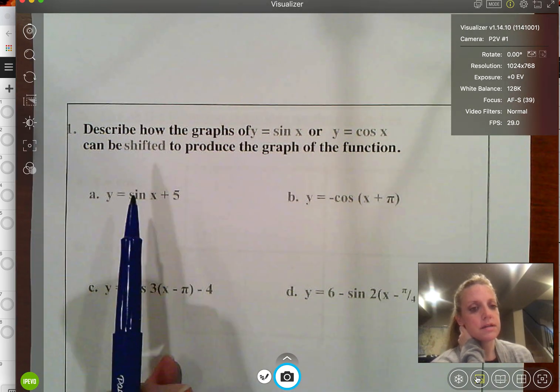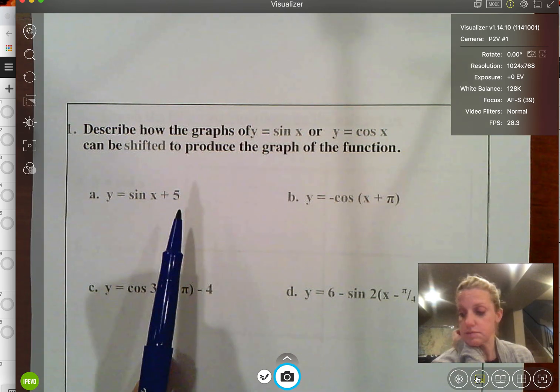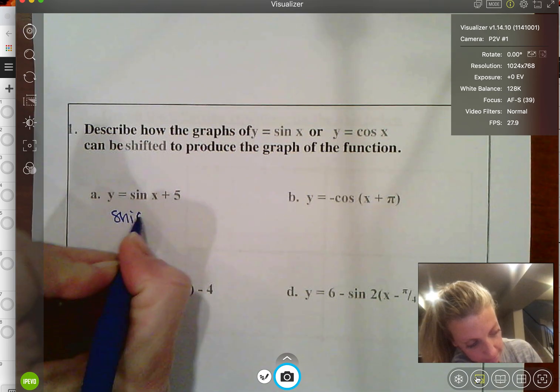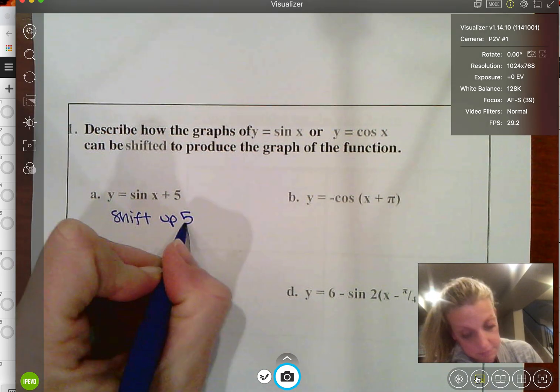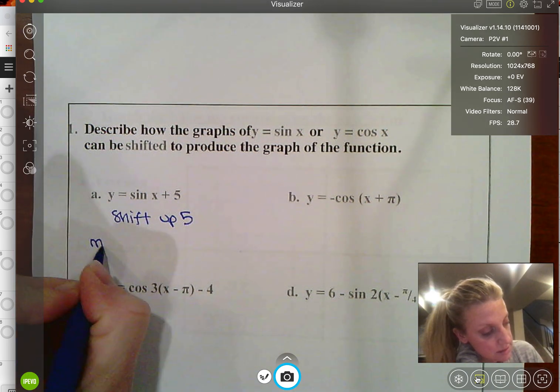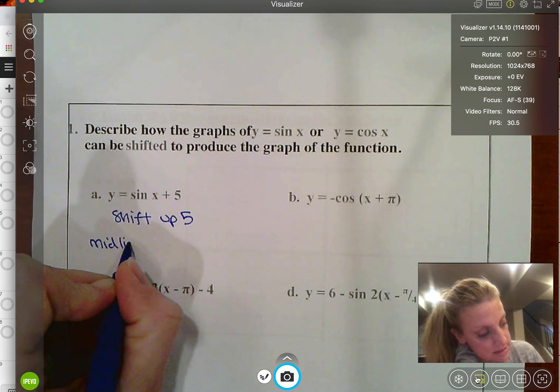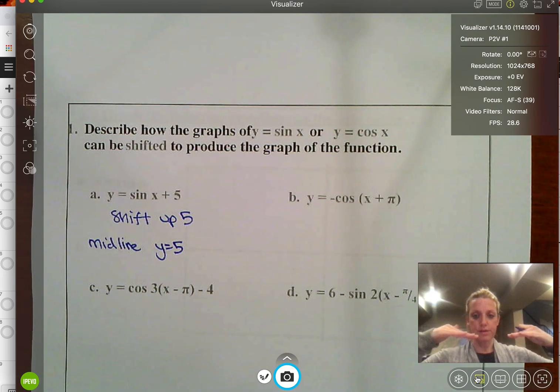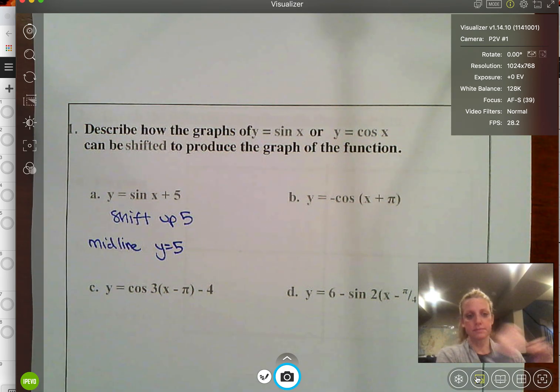It should just be real easy. If you have y equals sine of x plus 5, what does that plus 5 do to it? It's going to shift the whole thing up 5. So what'll happen is your midline, instead of being on the x-axis, is going to be a horizontal line at y equals 5. The whole thing is going to shift up 5.